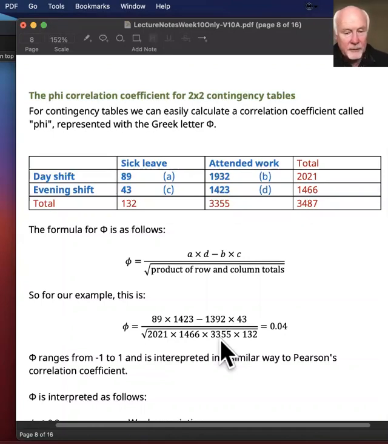And the correlation coefficient is called the Phi correlation coefficient, or sometimes Pearson's Phi correlation, because the same Pearson who invented the ever popular Pearson's correlation coefficient also invented this one.